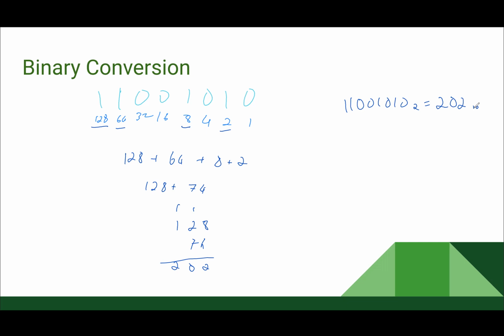Because if we're converting from binary to decimal, all we've got to do is find those places with the ones and add those values all together. Converting the other direction is a little bit more complex, a little bit trickier.